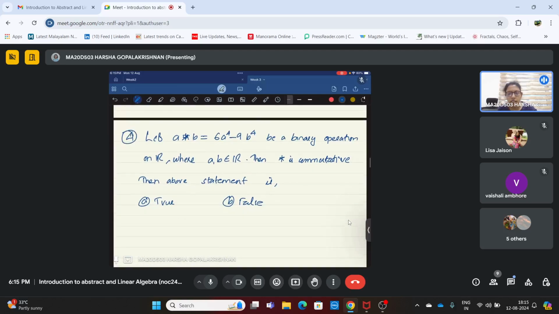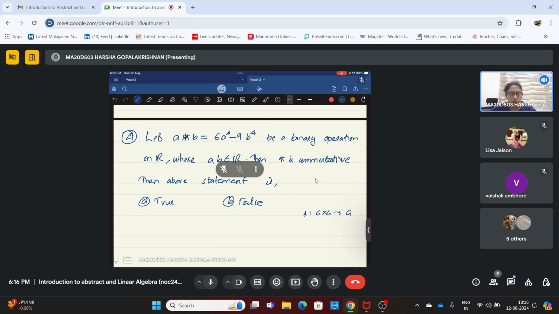Okay. Now the next question is, a binary operation is given. Binary operation we have already seen. It is just a function which maps G cross G to G, correct? So if we have two elements, then star maps A, B to some other element in the same group or same set. Now here the given binary operation is A star B as 6A power 4 minus 9B power 4. If A and B are given, this is the binary operation. It is defined on R.